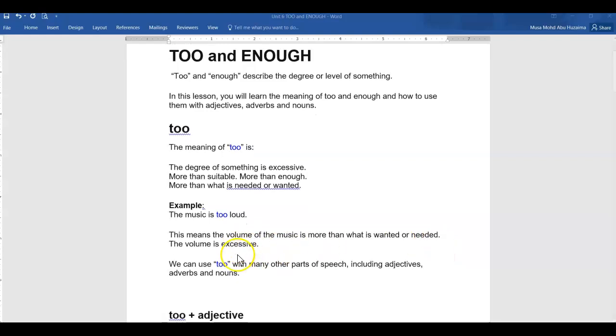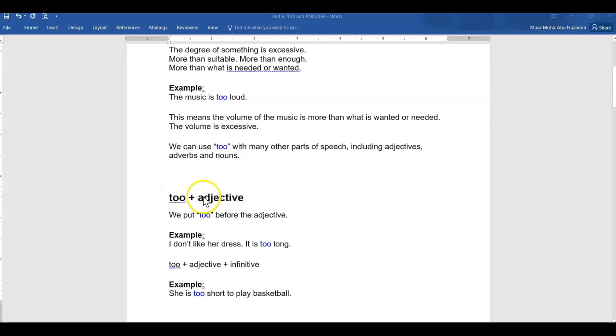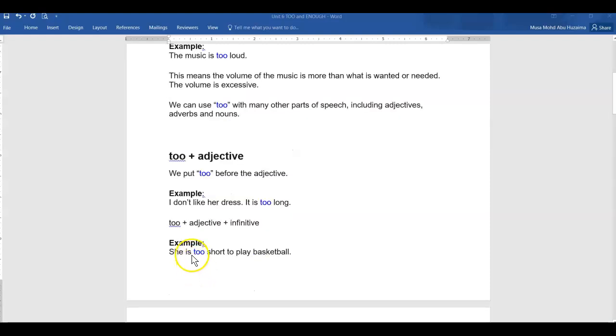The volume is excessive. We can use too with many other parts of speech, including adjectives, adverbs, and nouns. Examples: we can use too with adjectives. We put too before the adjective. Example: I don't like her dress. It's too long. Long is the adjective. We use too before the adjective. We use too plus adjective plus infinitive. For example, she's too short to play basketball. Too before adjective here and infinitive, to plus infinitive, okay?